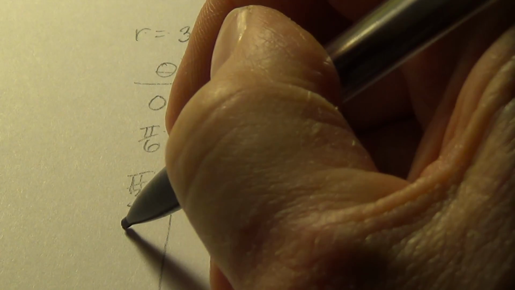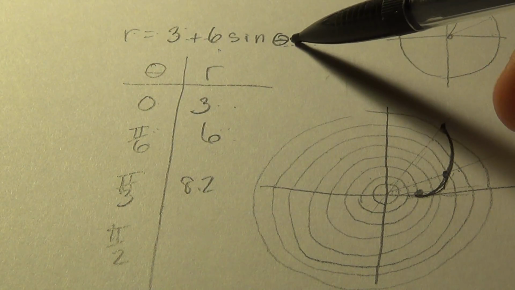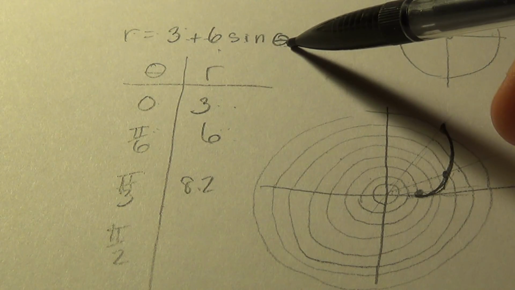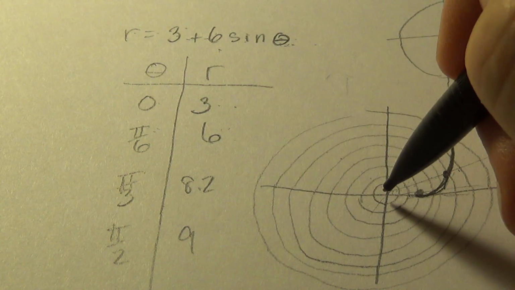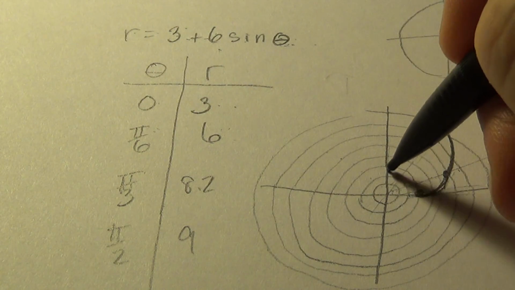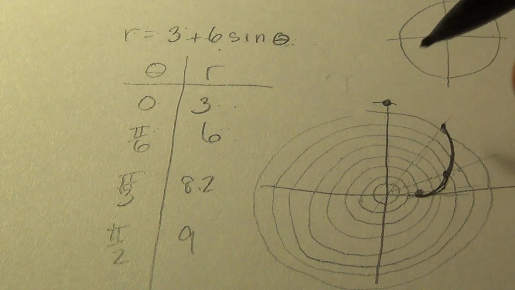So let's keep going. I'm going to do pi over 2. Plugging that in here, I have sine of pi over 2, which is 1, times 6 plus 3, I get 9. I don't think I drew that many circles. All right, so pi over 2 is right here. So if this was 8, I'm just going to improvise, and the ninth one would be right there.